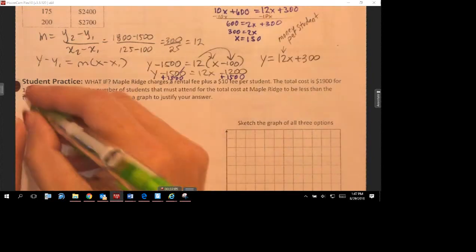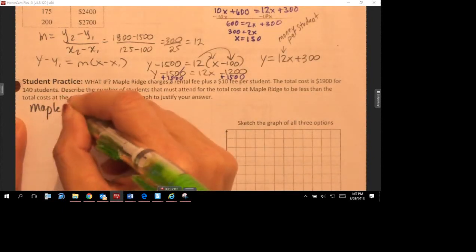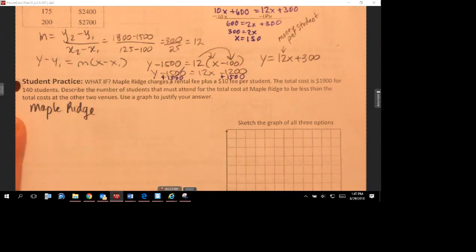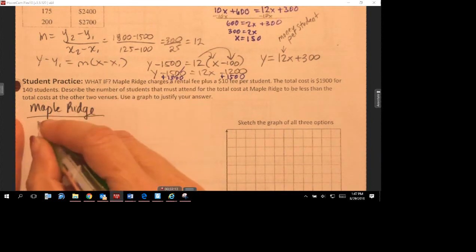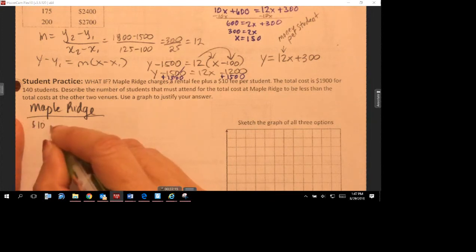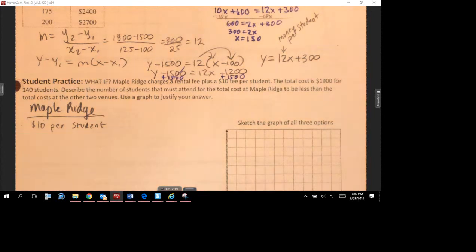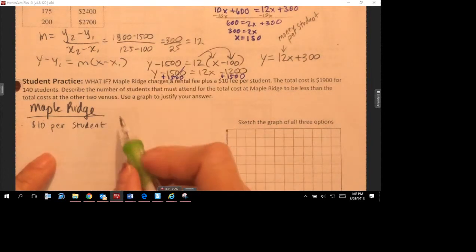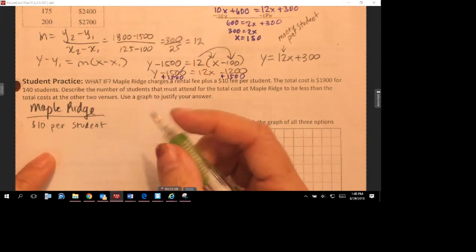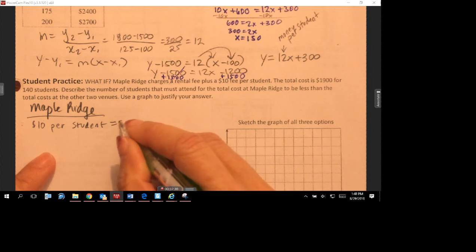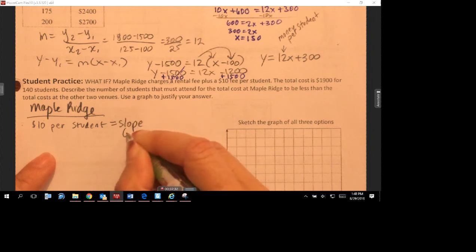So for Maple Ridge, they charge $10 per student. What information is that giving me for my equation? That's the slope. That's right. So I know my equation is going to be something like y equals 10x. But this is the slope, which is m.